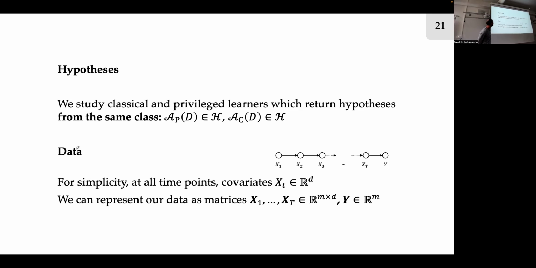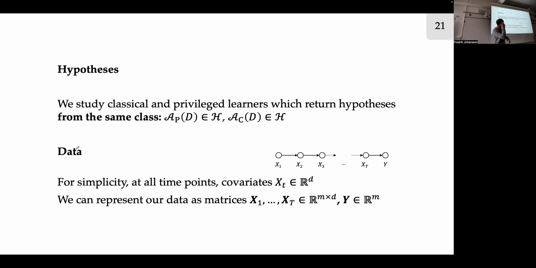First, we wanted to study classical and privileged learners which return hypotheses from the same class. So it's not that one is a neural net and the other is a linear regression. It didn't seem right to us, first of all, because we're then very clearly mixing bias and variance, and that's not what we were interested in in the first place. But as we'll see later, maybe at some point we will have to mix them up. Nevertheless, we also restricted the data points at all time steps to live in the same space, R^d.